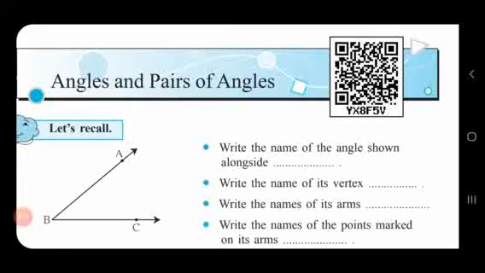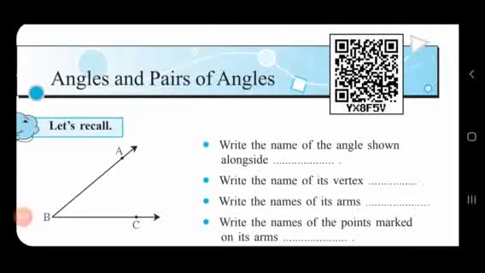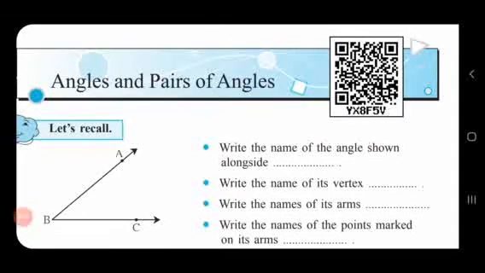Write the names of arms is the next question. Arms means the rays of that angle. So here two rays are there, AB and CB. Write the names of points marked on its arms. 3 points are located or pointed here. Those points are point A, point B and point C.